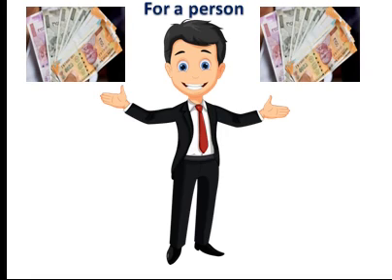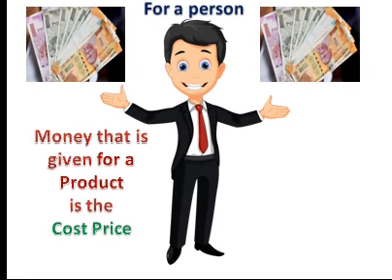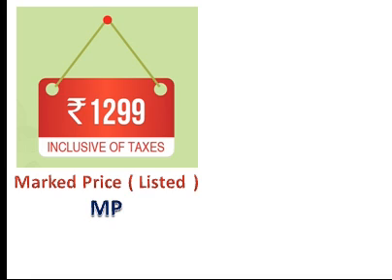Now let's see this person. In this case, the money that is given for a product is the cost price, like we have seen in the previous slide. And the money that is taken for a product is the selling price. For the same person, if the person is selling a product, he is going to take money in return of it. So that will be the selling price. And if he is going to purchase a product, then he has to give money for the same. So giving the money is going to become the cost price.